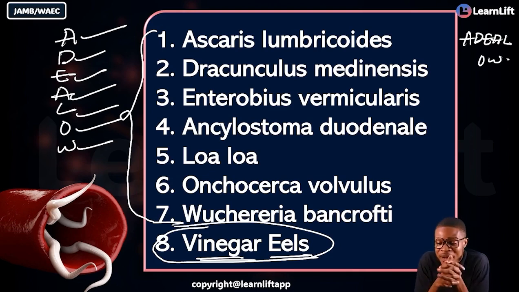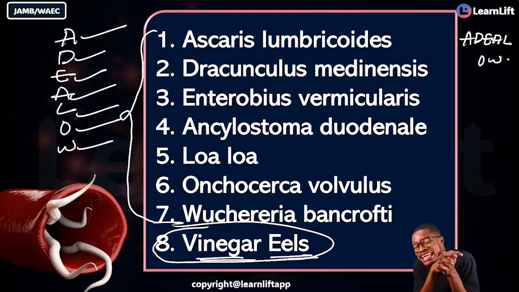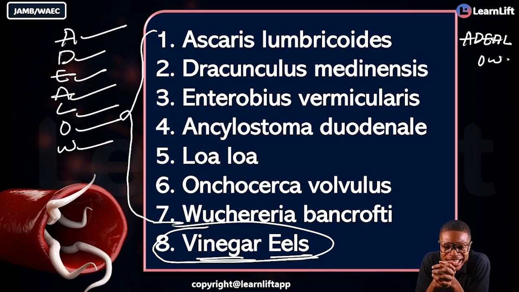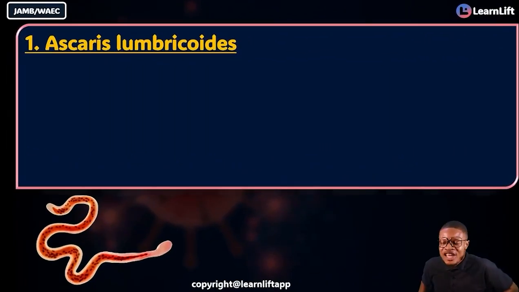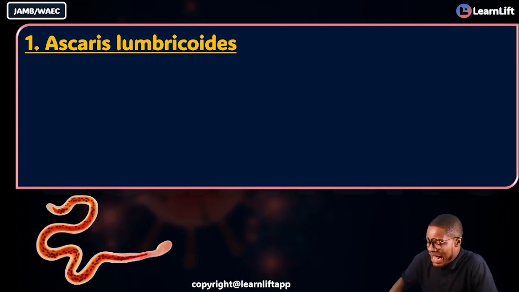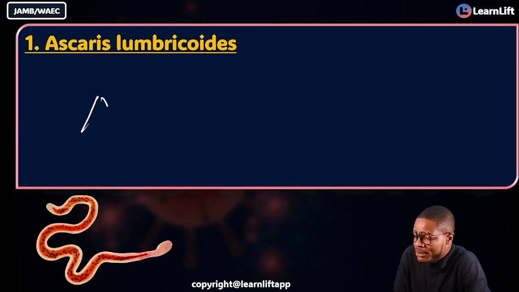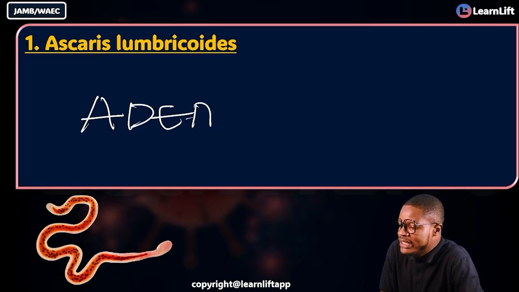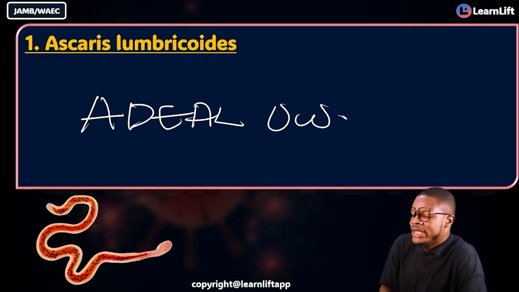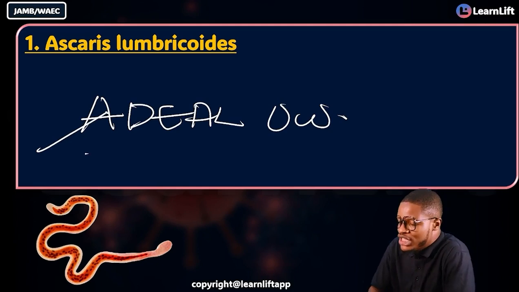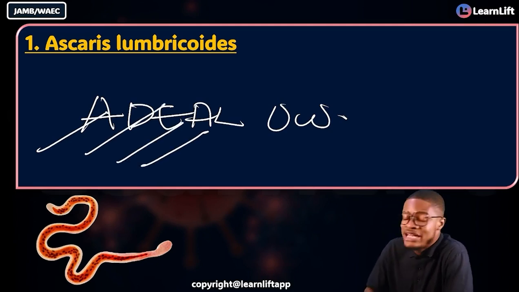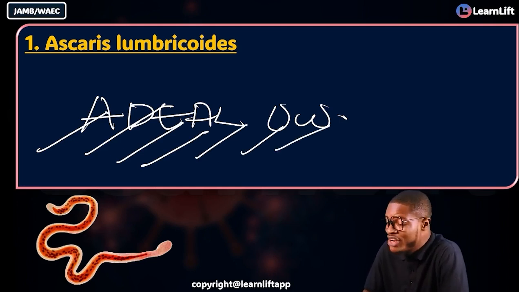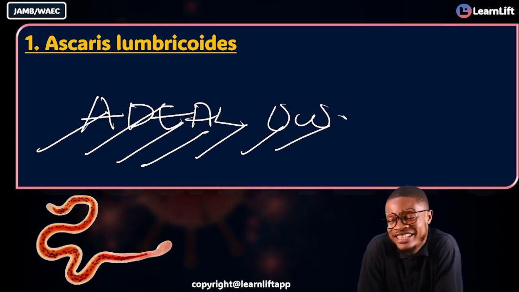All of them are what? Parasitic. But your vinegar eel is what? Free living. If you get that very quickly with me, 1, 2, go. Give me all of them. I gave you the acronym. What is the acronym? ADELO. What is ADELO? Ascaris lumbricoides, Dracunculus medinensis, Enterobius vermicularis, Ancylostoma duodenale, Loa loa, Onchocerca volvulus, Wuchereria bancrofti. You clap for yourself.